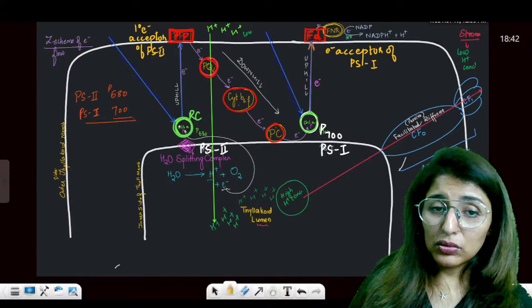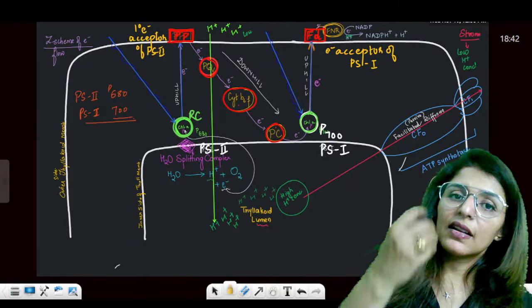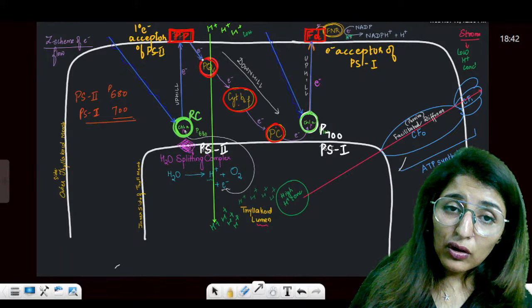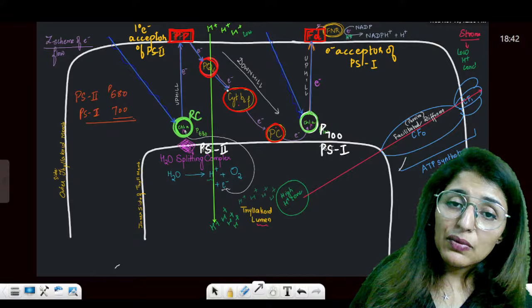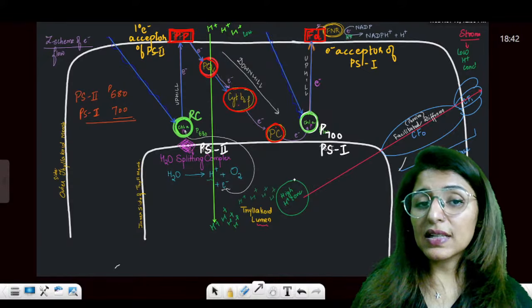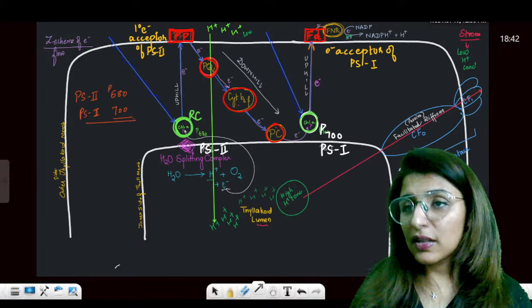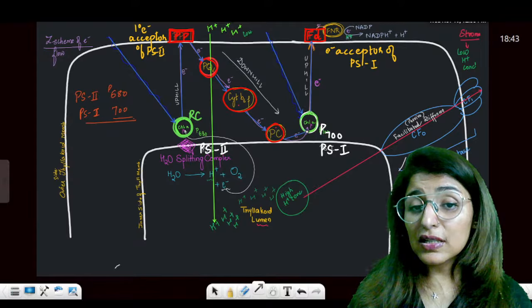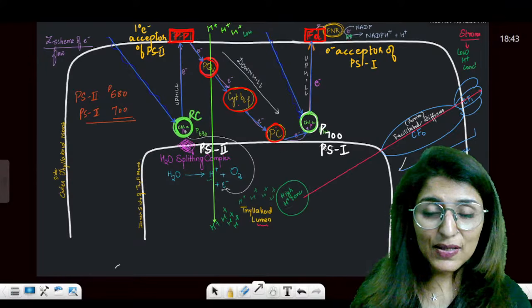Now, let's talk about PS2 first. When the chlorophyll A of PS2 absorbs light, the electron gets excited and is accepted by PP. From PP, this electron will be passed on to the PQ. Now from PQ, this will be passed on to cytochrome B6F. Now from B6F, this electron goes to plastocyanin. Please tell me that these points are clear. And from plastocyanin, this goes directly to the chlorophyll A of PS1.